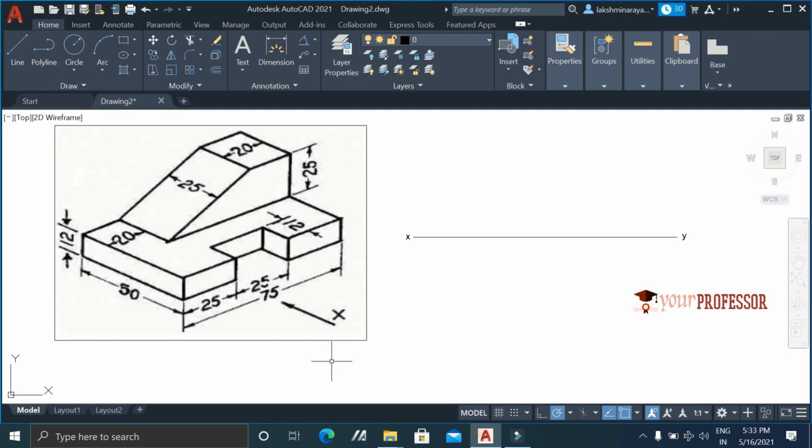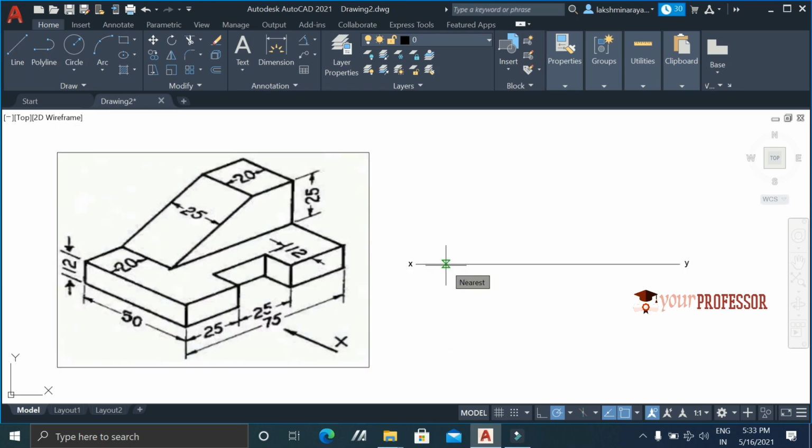So let us start with this point. I'm considering a point, and from that I'm going to consider a vertical line of length 20 mm. So from this point I'm going to start the front view. If you observe, the base has a complete length of 75, and it will appear as three rectangles like this. So let's draw that first.